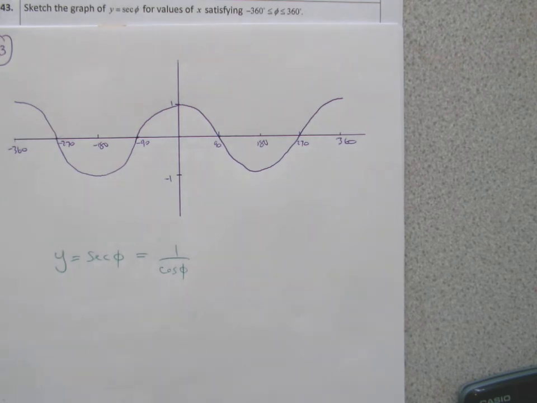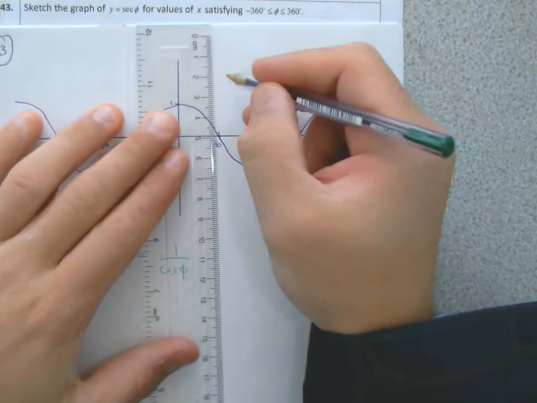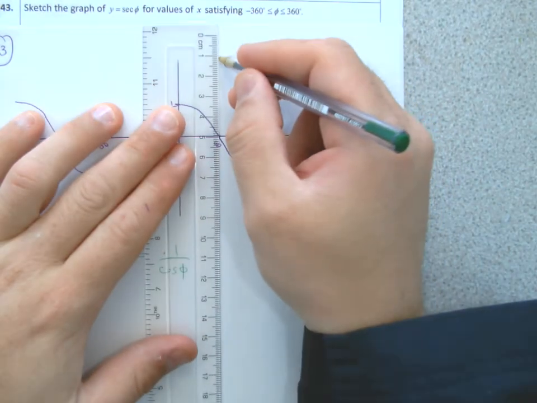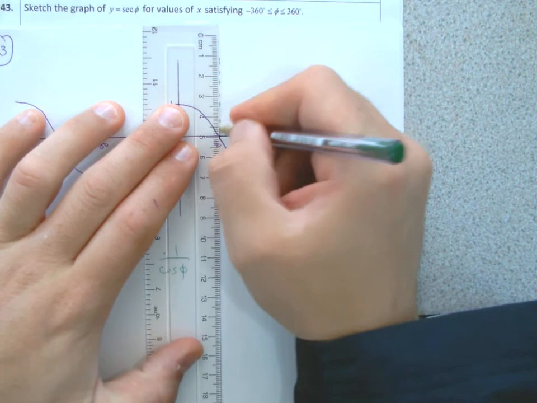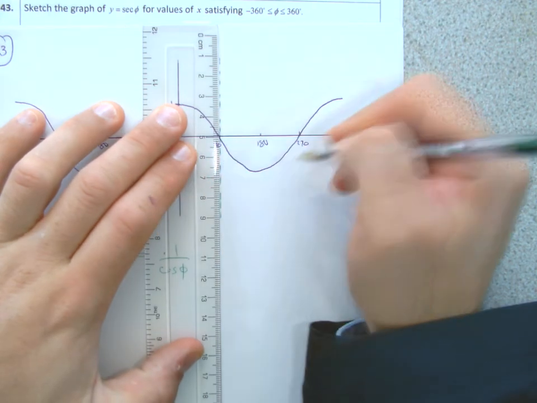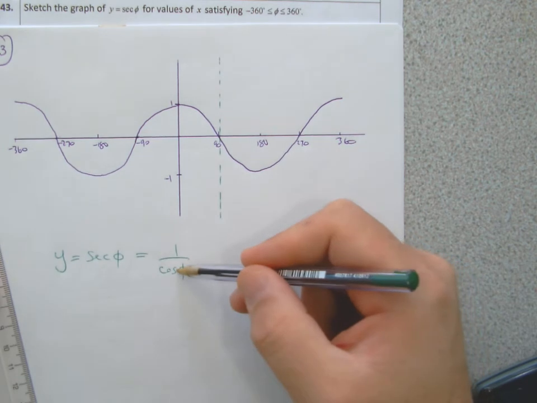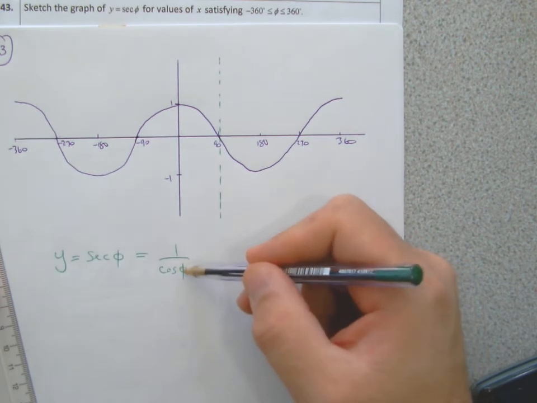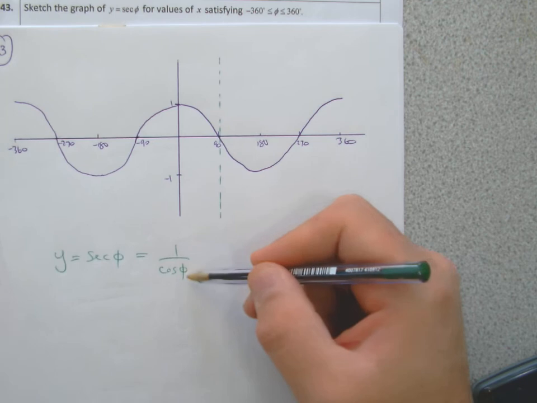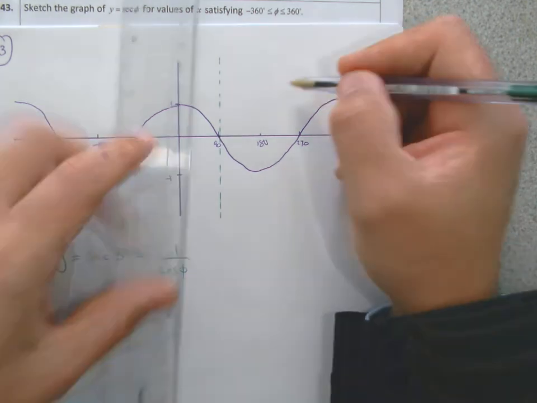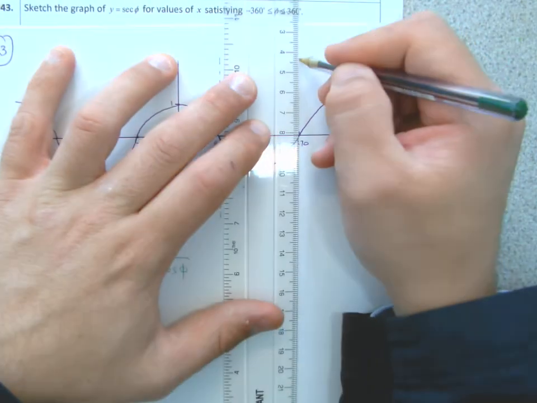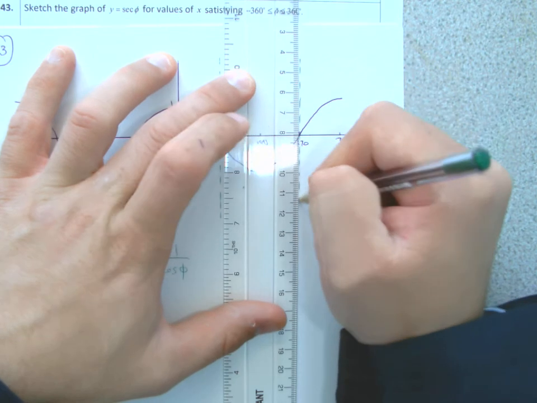So I'm going to start to draw my sec graph on the cos graph here, so you will see how it connects. We can have asymptotes where the cos graph is 0. The reason why is because when cos is 0 here, 1 over cos 0 is infinity, so sec will be infinity. So we can have asymptotes whenever the cos graph is 0.